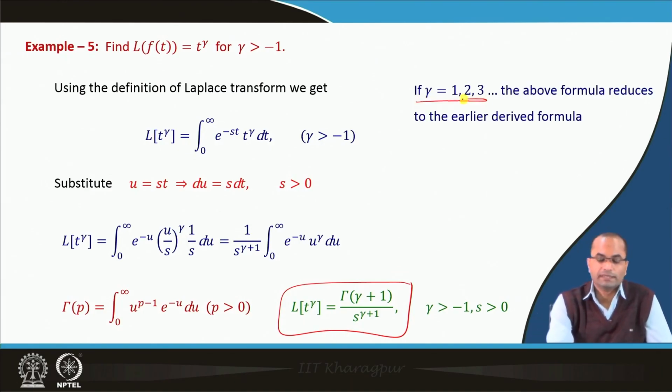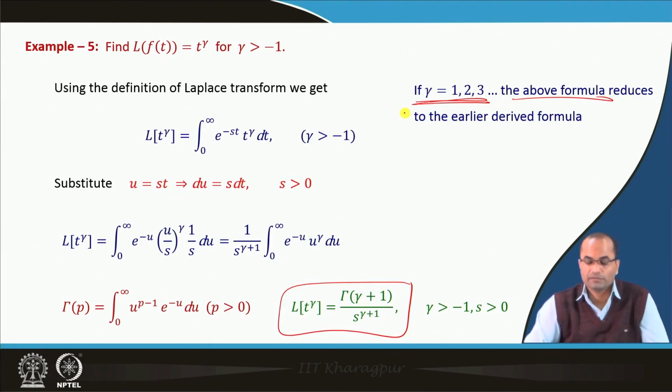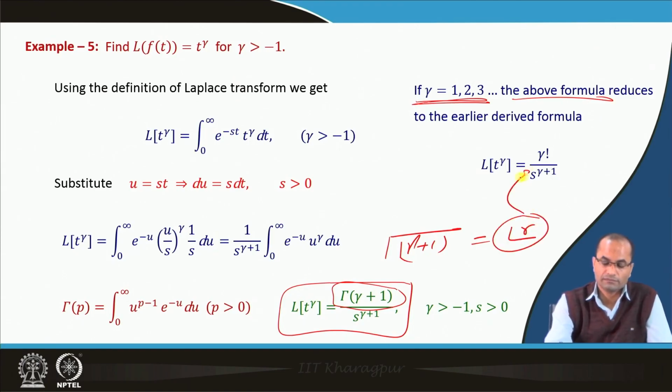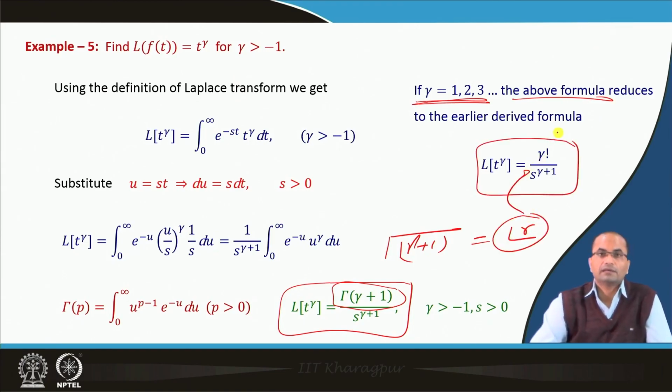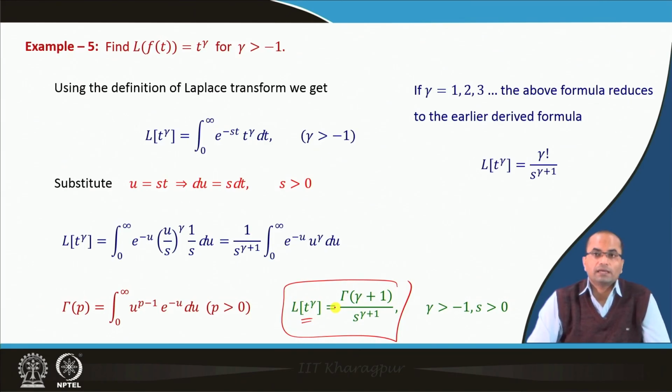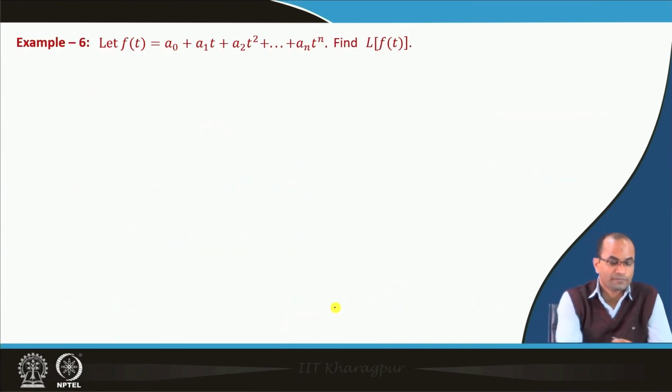Indeed, if we take gamma equal to 1, 2, 3, that means the integers, and replace gamma with the integers, then we know the relation that gamma plus 1 will be nothing but factorial gamma. So, we can replace it here with factorial gamma, and we get back to the original result we have for integers. So, indeed this is a more general result which can be used for computing t power any real number greater than minus 1.